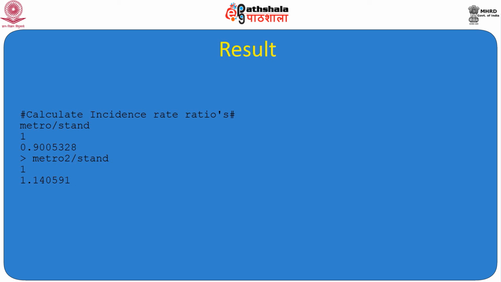So it can be concluded that the incidence rate in the metro arm is quite less in comparison to the standard arm, but the metro 2 arm is quite high in comparison to the standard arm. The metro arm incidence rate is 10% lesser than the standard arm, whereas the metro 2 arm is having 14% more incidence rate in comparison to the standard arm. So this way it is very easy to calculate the incidence rate from trial data.